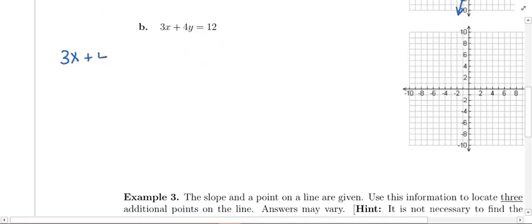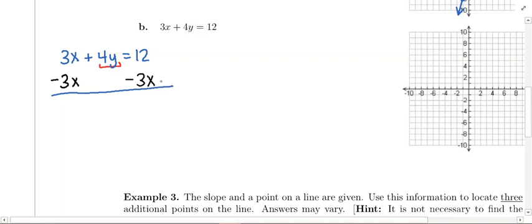3x plus 4 times y is equal to 12. We're basically solving for y, so we need to get the y by itself. So we need to first isolate the 4y. Okay, so on the left side, the 3x is positive, so that means we're essentially adding it on the left side. So we're going to undo that by subtracting 3x from the left side. If we do that to the left side, we have to do it to the right side.